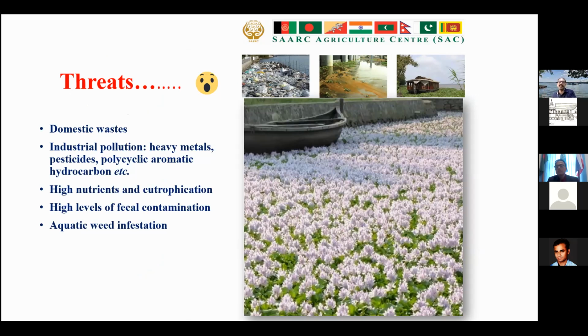People find it and easily access all the resources. You know that they are using that water, but unknowingly or knowingly, they dump a lot of domestic waste into that. When the industries are there in and around the lake, industrial pollution is definite to happen. Heavy metals, pesticides, polycyclic aromatic hydrocarbons, all these things come to the lakes.